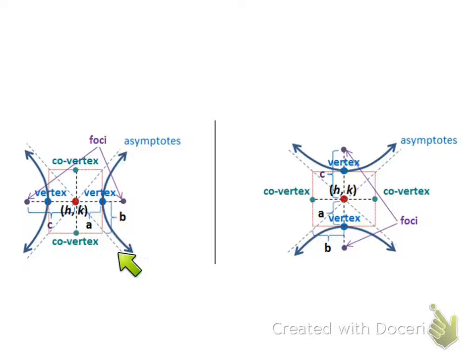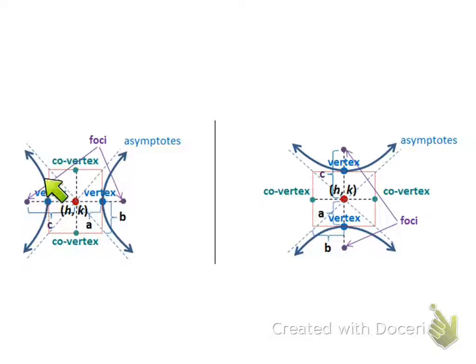This one is when the x squared is in the front. So you can see that your two vertices are on the x-axis. Our center for everything we're going to look at today is 0, 0, so you can ignore this h, k part. But you're going to go a units in each direction. You go b units, up or down.